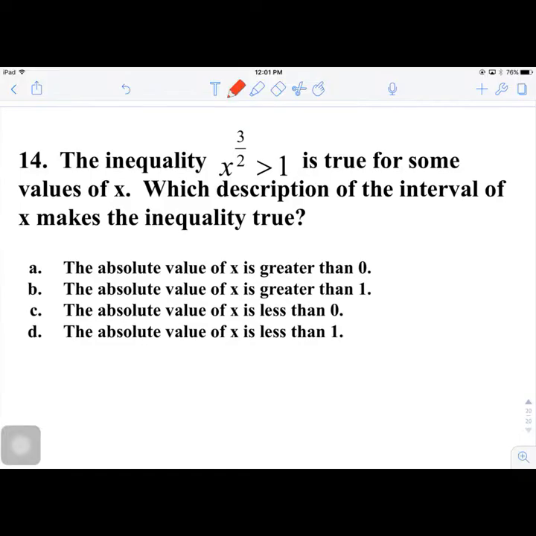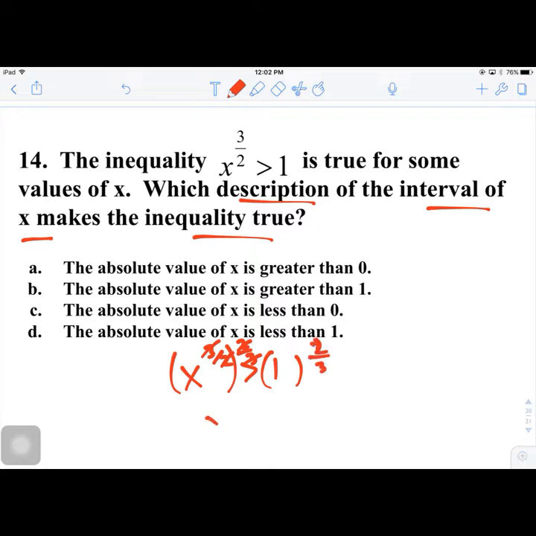Number 14, the inequality x to the 3 over 2 is greater than 1 is true for some values of x. Which description of the interval of x makes the inequality true? So if we start with this expression and try to solve for x, the first thing we should do is raise it to the reciprocal, which is 2 over 3, and that will cause the fraction to cancel out. And we do the same thing on the other side, 2 over 3. We have x is greater than 1 to any power is 1.